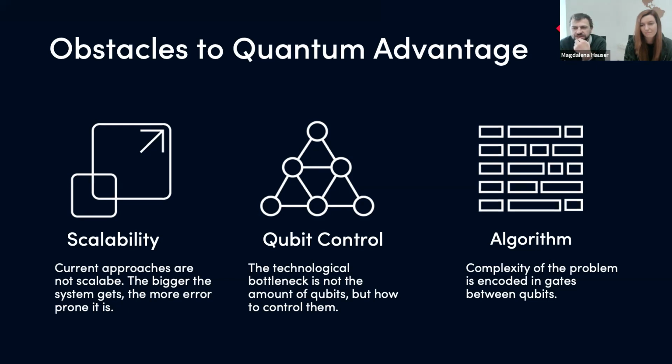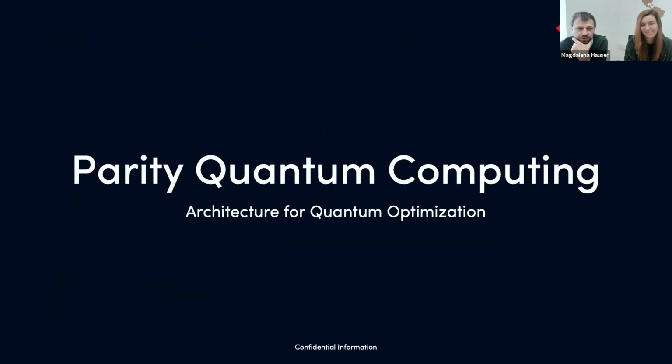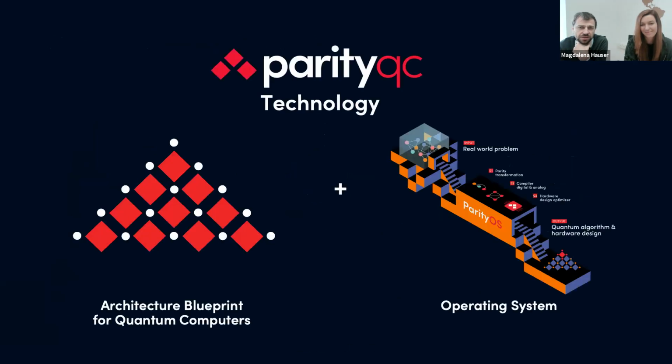And the third one is that algorithms somehow have to be able to hold the complexity of the problems that they want to solve. So this means there is a certain number of qubits with a certain connectivity which is just required to solve certain problems. And for all these problems, you have a solution, and this is what we call this parity architecture.